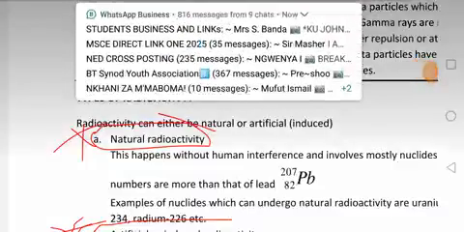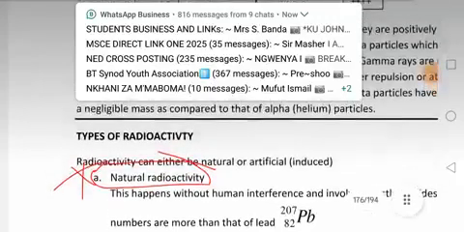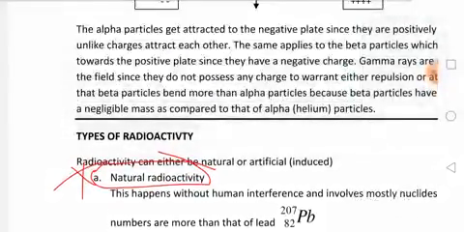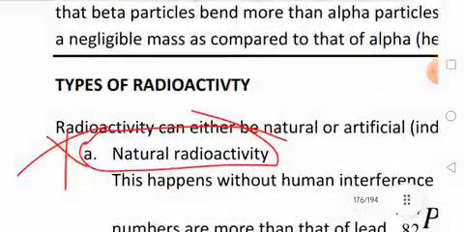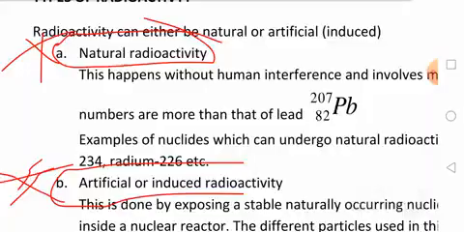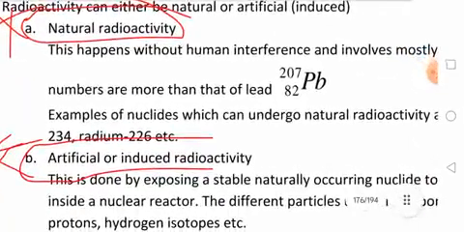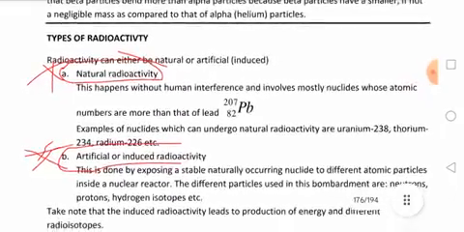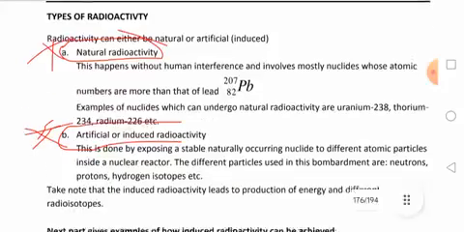Back online, let us focus on the types of radioactivity. Remember, I mean radioactivity. So generally, as I said, it is the disintegration of atoms into stable ones. Radioactivity can either be natural or artificial. Natural radioactivity happens without human interference. So an atom may disintegrate without human interference.